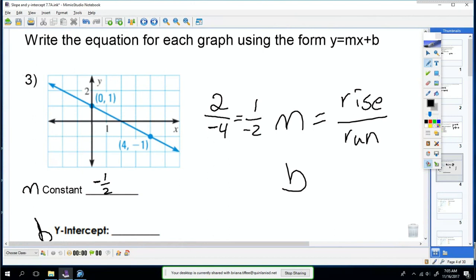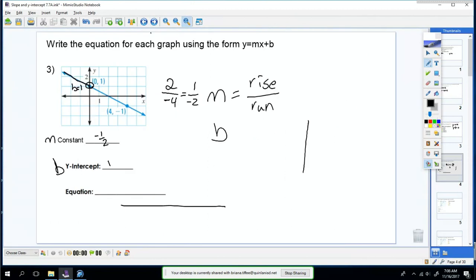Next thing you're going to do is find the y-intercept. The y-intercept is the easier one to find. The y-intercept is where the line crosses the y-axis. So right here. What I normally like to do is I put my finger on the line and I go down, down, down, down until I hit the y-axis. So I just hit the y-axis at 1. So b equals 1. So this is negative 1/2 and this is 1. So my equation will be y is equal to negative 1/2 times x plus 1.